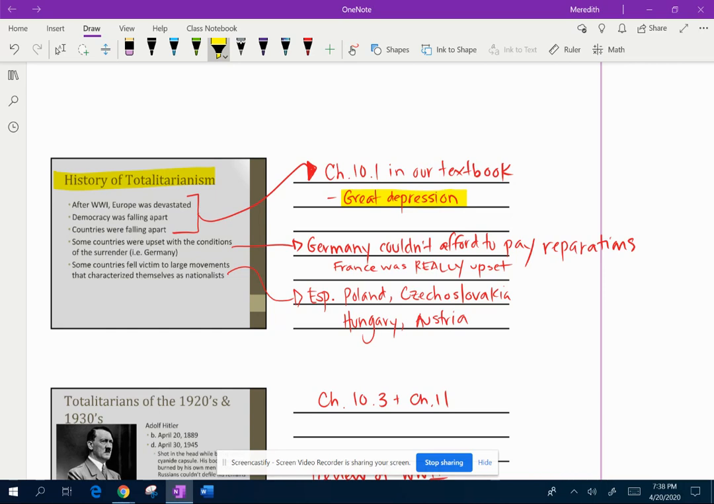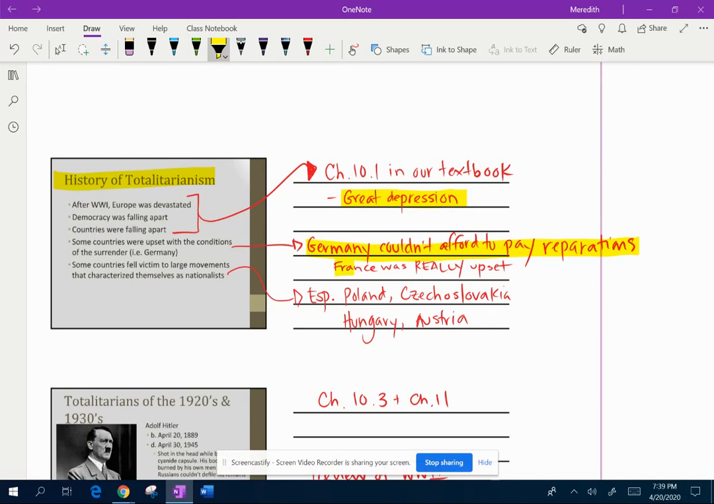But during this time in the late 1920s and then all of the 1930s, Europe is devastated. Democracies are falling apart. Countries are falling apart. You have riots. You have many revolutions. Some countries are really upset with the conditions of the surrender of Germany in World War I. And at a certain point, Germany couldn't afford to pay reparations anymore. They had got stuck with that really high bill, $33 billion. And at a certain point, because of the Great Depression, they stopped paying on their debts.